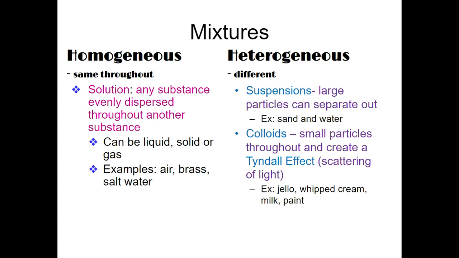Colloids, so small particles throughout the substance. So maybe you can't see it very well, but if you were to use a flashlight through some of it, you would see scattering of light. So light would just disperse everywhere within it.